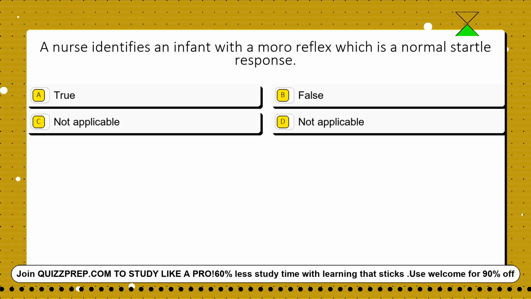Question 90. A nurse identifies an infant with a Moro reflex, which is a normal startle response. Option A. True. Option B. False. Option C. Not applicable. Option D. Not applicable.